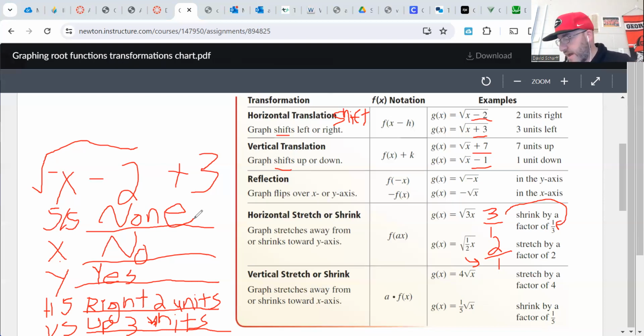So that's how I got the first 5 transformations, right? Let's clear everything out, actually.